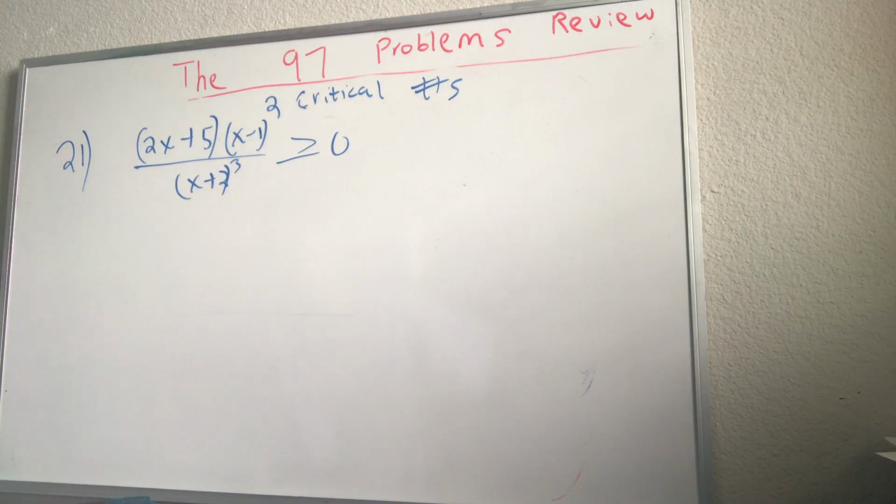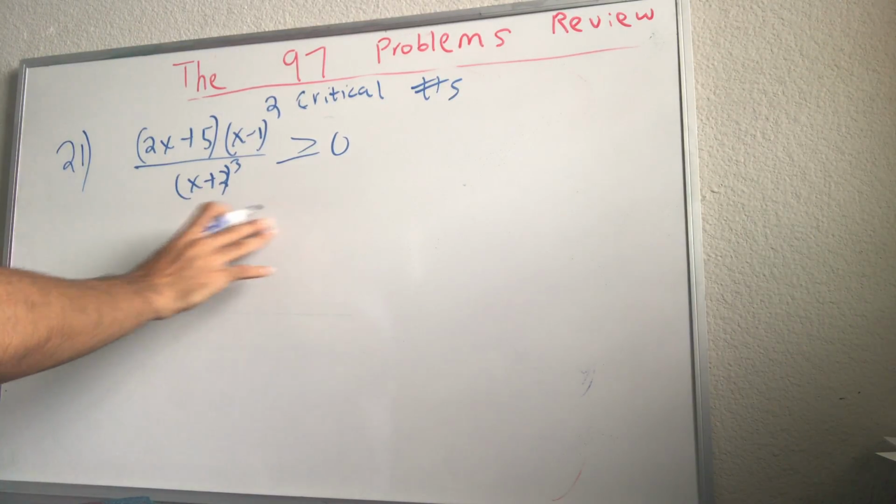So here I have question number 21 dealing with critical numbers. And as you saw in the previous lesson, I said that to determine critical numbers, we are really setting each factor, whether it's in the numerator or in the denominator, to 0 to determine such x values that are critical numbers. So here we have another equation.